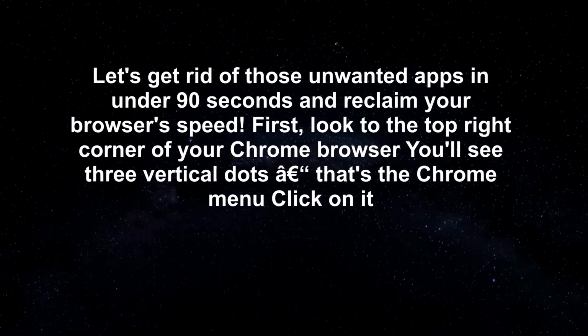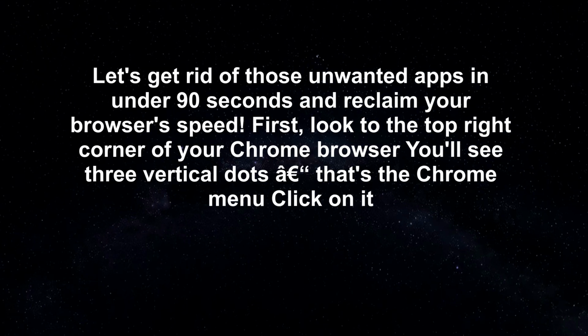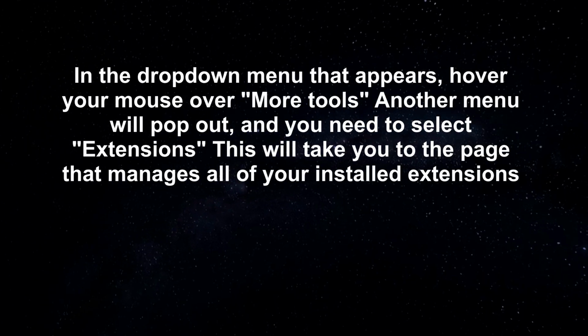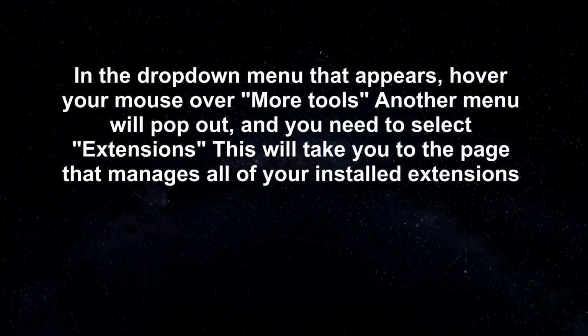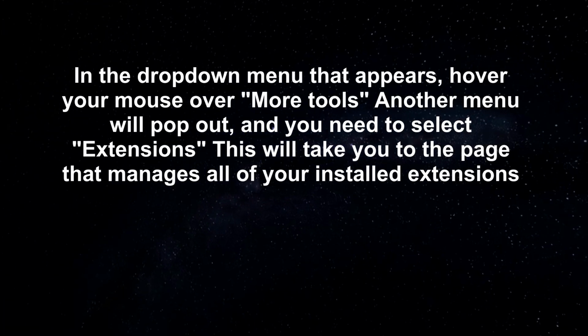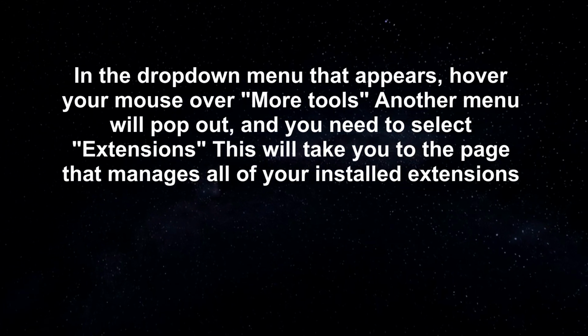First, look to the top right corner of your Chrome browser. You'll see 3 vertical dots. That's the Chrome menu. Click on it. In the drop-down menu that appears, hover your mouse over More Tools. Another menu will pop out, and you need to select Extensions. This will take you to the page that manages all of your installed extensions.